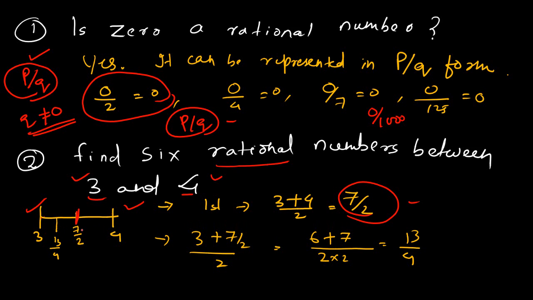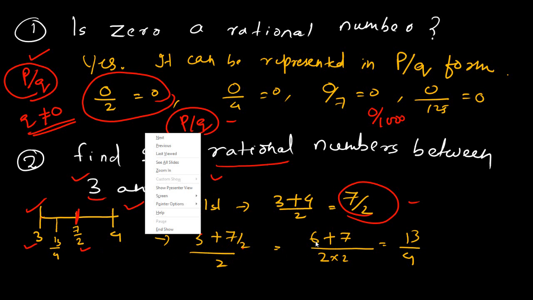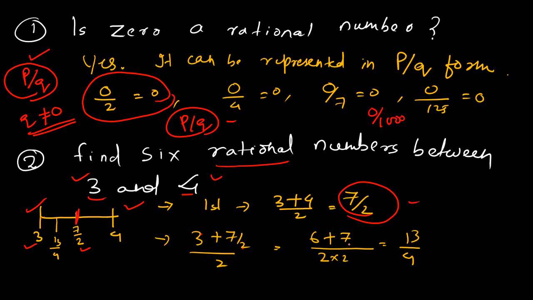So we'll take 3 and 7 by 2 again, and take the average. So 3 plus 7 by 2, divided by 2, becomes 2 multiplied by 3, 6 plus 7, and then the 2 comes down to the denominator, so it's 2 multiplied by 2. That's nothing but 13 by 4, right? So 13 by 4 is a rational number between 3 and 7 by 2. So this is another number.